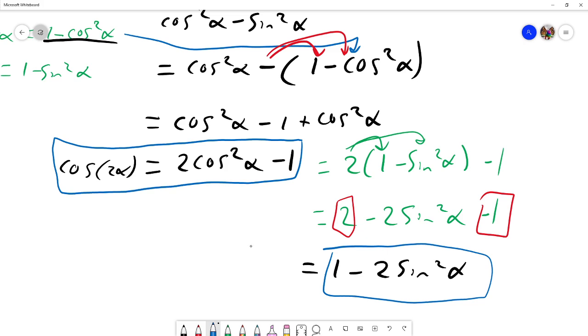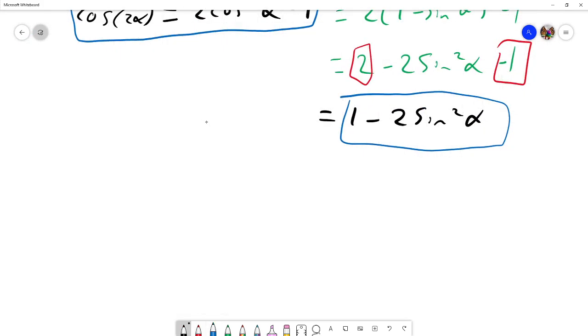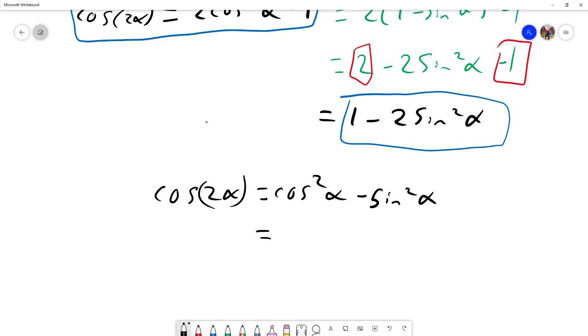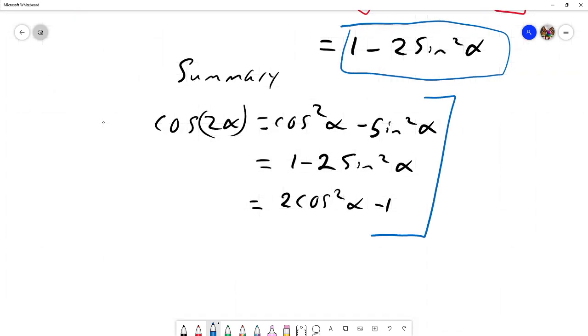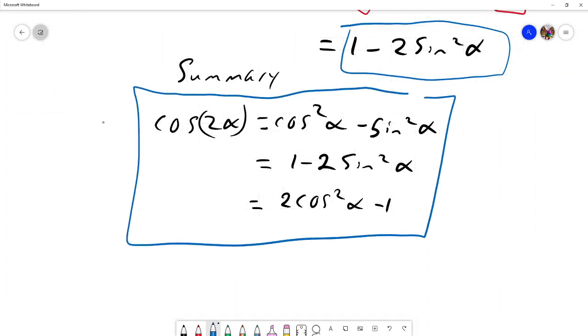Alright, so let's summarize. So we have cosine of 2 alpha is equal to cosine squared alpha minus sine squared alpha, which is equal to 1 minus 2 sine squared alpha, which is equal to 2 cosine squared alpha minus 1. That is our summary. Alright, cool. Final results. Alright, and that concludes our episode.